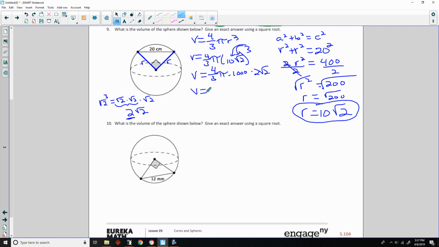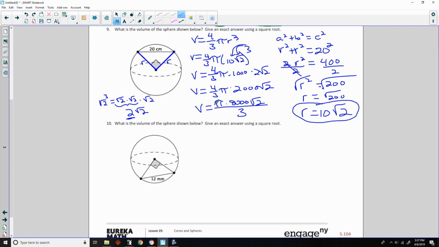So my volume equals 4 thirds pi. 1,000 times 2 is 2,000 square root 2. 4 times 2,000 is 8,000. So my volume is going to equal pi times 8,000 square root 2 all over 3. This 3 can be under the whole thing.